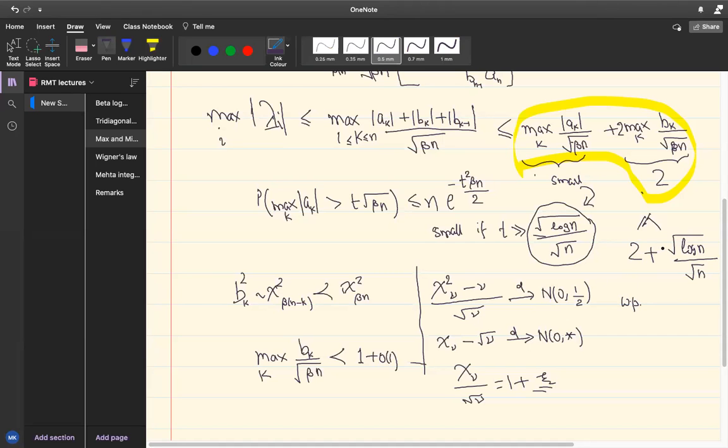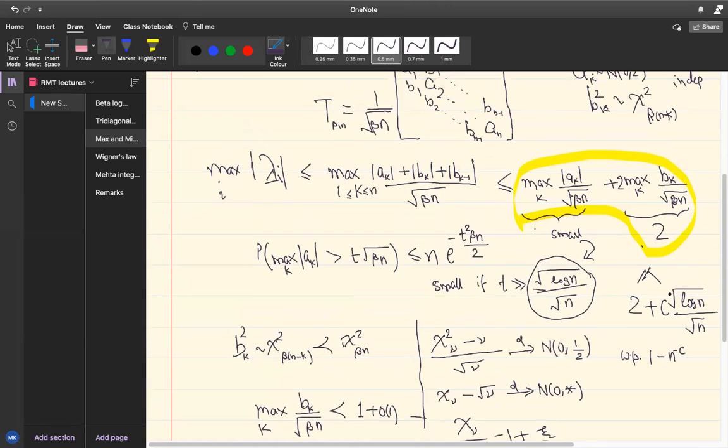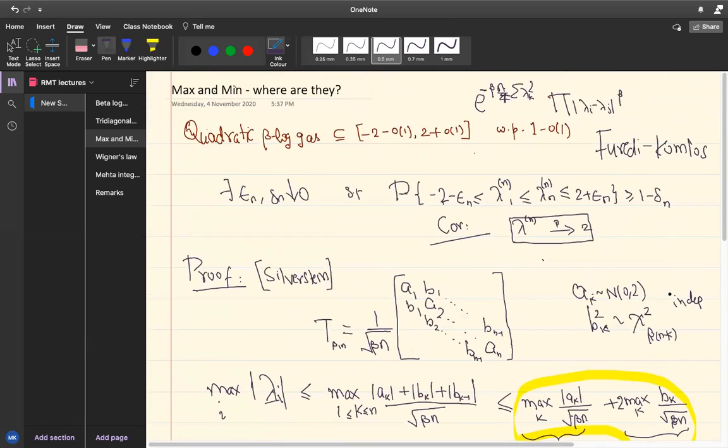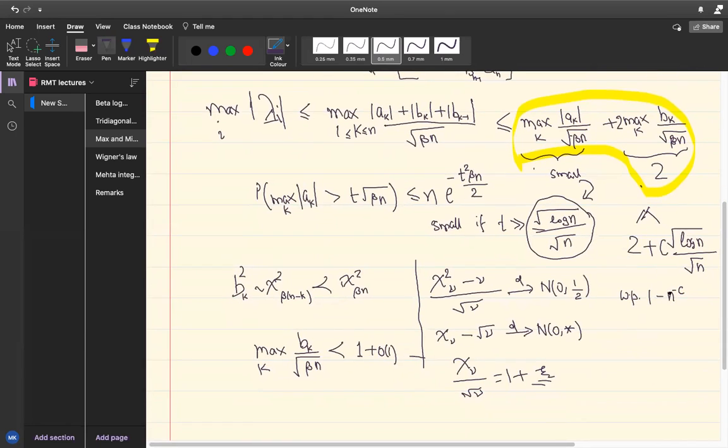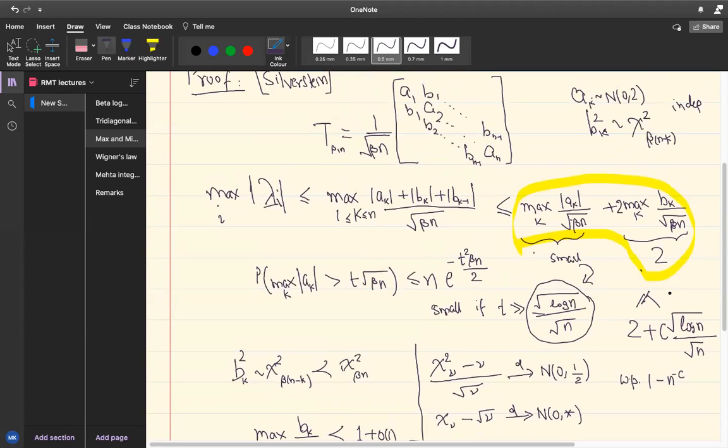If you put a large constant here, you will get probability 1 minus n to the minus some other constant which will depend on that constant. Something like this is what you will get from this argument. This is not optimal, by the way, but this shows what I was saying, that all these particles are actually in minus 2 to 2 with high probability. Okay, so that completes this proof. It's very simple, very elementary, just one linear algebra fact and very basic probability facts, because we understand Gaussian and chi-square random variables.